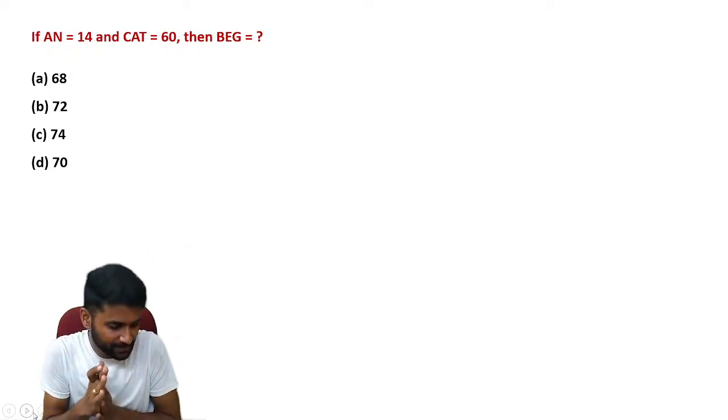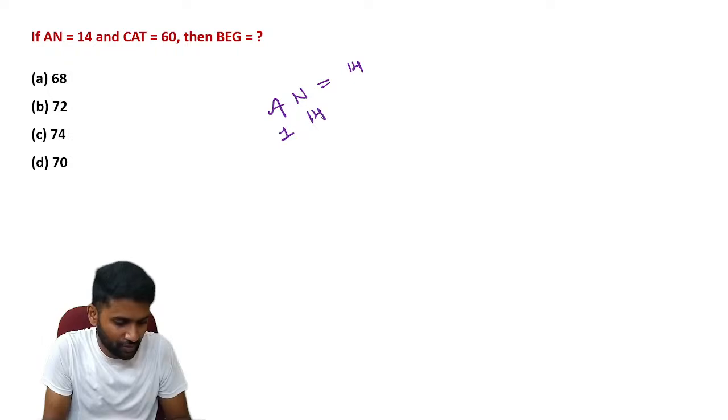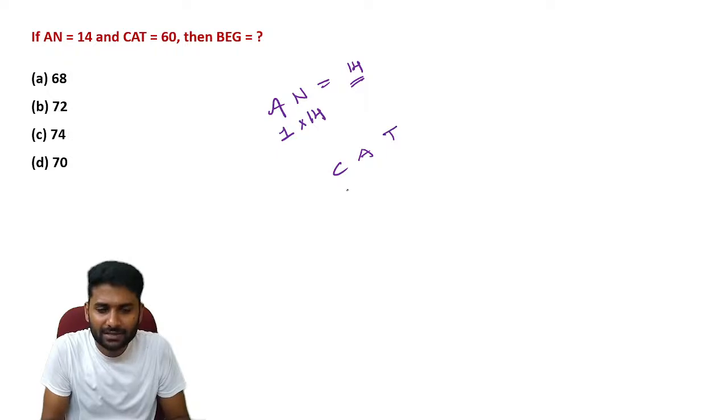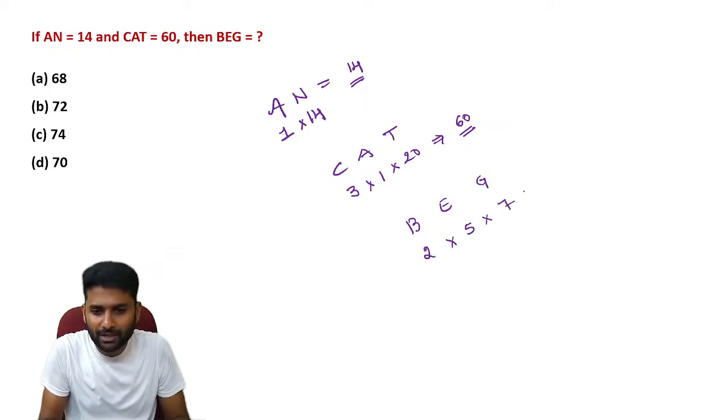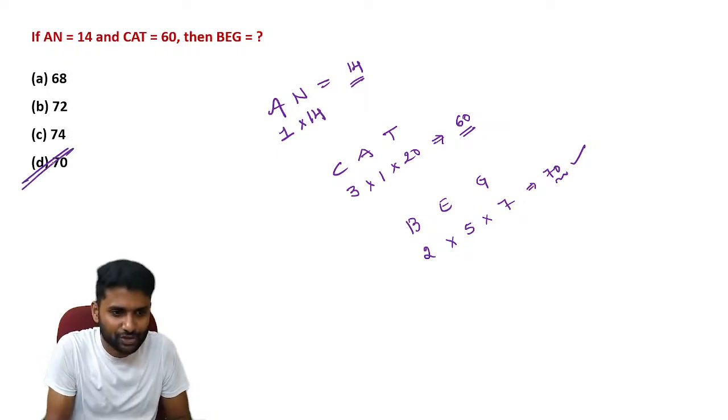Sachin, logic for 70. See, Anne is coded as 14. You know that the alphabetical position of A is 1, N is 14. If you multiply, you will get 14. Let's go through cat here: 3, 1, 20. If you multiply all the alphabetical positions, then you will get 60. Let's go through B, E, G: B is 2, E is 5, G is 7. 5 into 2 is 10, 10 into 7 is 70. 70 is the correct answer. Very good, Sachin. Good approach.